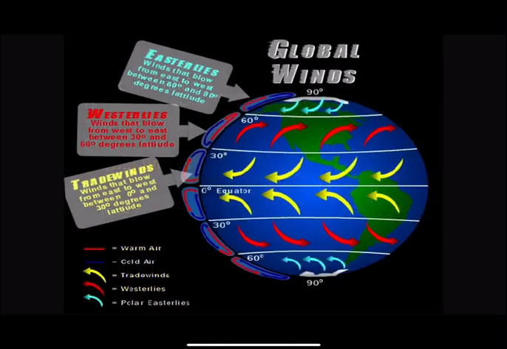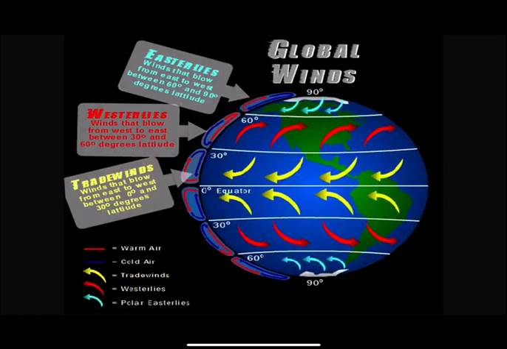Okay, let's look at these easterlies. Easterly winds blow from east to west between the 60-degree and 90-degree latitudes at the top and at the north and south of the globe. Westerlies are winds that blow from the east to west between the 30-degree and 60-degree latitudes. And trade winds, these blow from east to west between the 0-degree and 30-degree latitude lines.